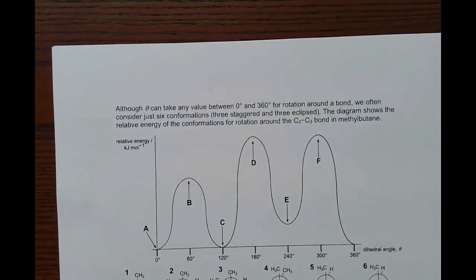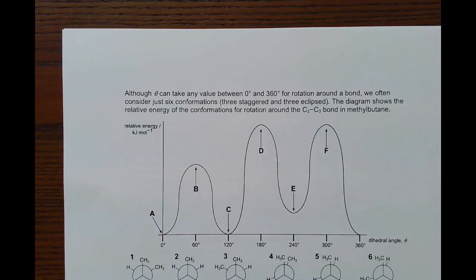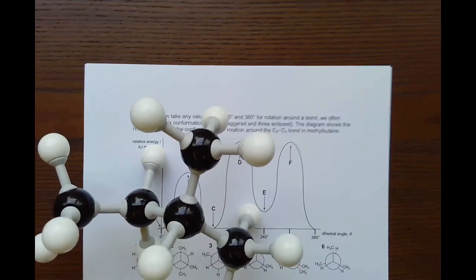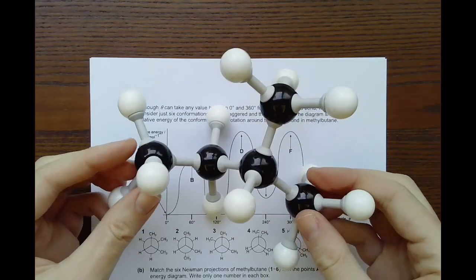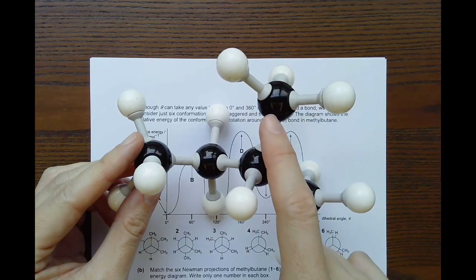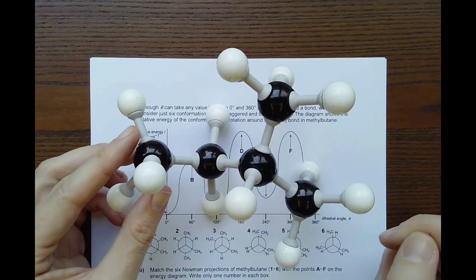Then, although theta can take any value between 0 and 360 for rotation around a bond, we often consider just 6 conformations, the 3 staggered and the 3 eclipsed. The diagram shows the relative energy of the conformations for rotation around the C2-C3 bond in methylbutane. Just so that we're clear what we're talking about, this is my model of methylbutane. Let me zoom out a little bit. Right, so I've got my 1, 2, 3, 4 carbons, and then I've got my methyl group on here.